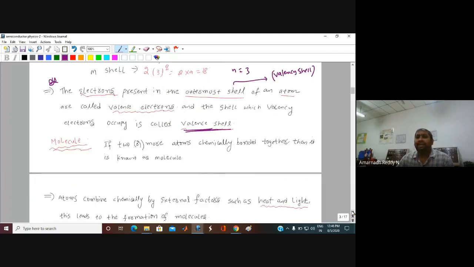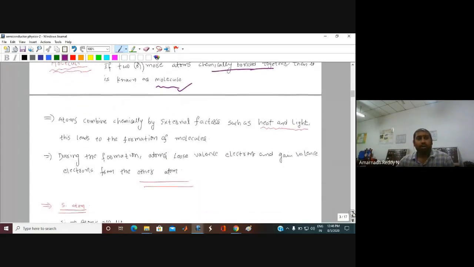Next, molecule. What is a molecule? This is for our understanding, because we studied that molecules and atoms are arranged in a regular manner. If two or more atoms are chemically bonded together, then it is known as a molecule.